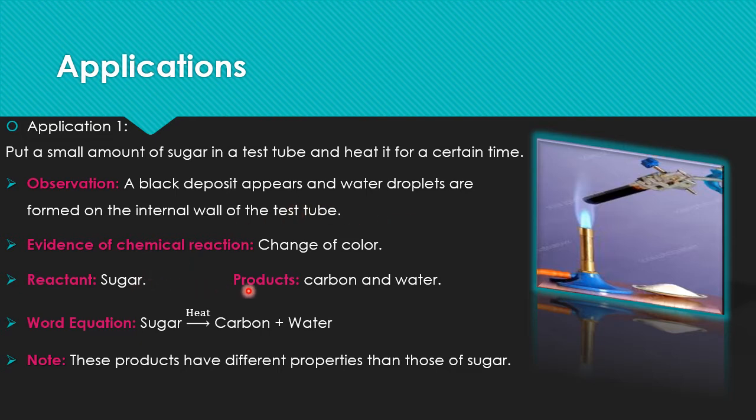The products are carbon, which is represented by the black deposit, and the second product is water. To write the word equation, you should write the reactant, which is sugar. In the middle, you should put an arrow. On this arrow, you have to mention the heat energy, since sugar is decomposed under the effect of heat to produce carbon and water. Note that the obtained products have different physical properties and chemical properties than the reactants. So the products have different properties from the reactants in any chemical reaction.